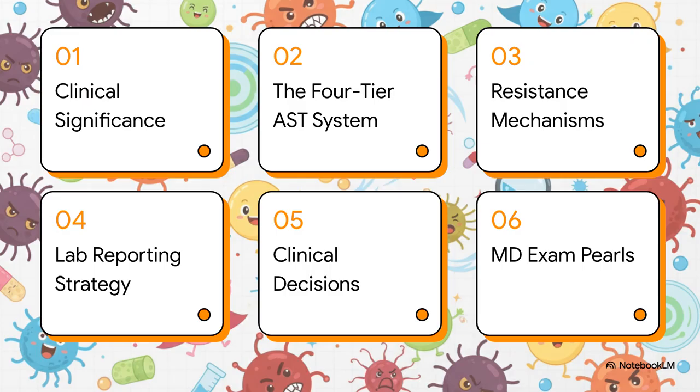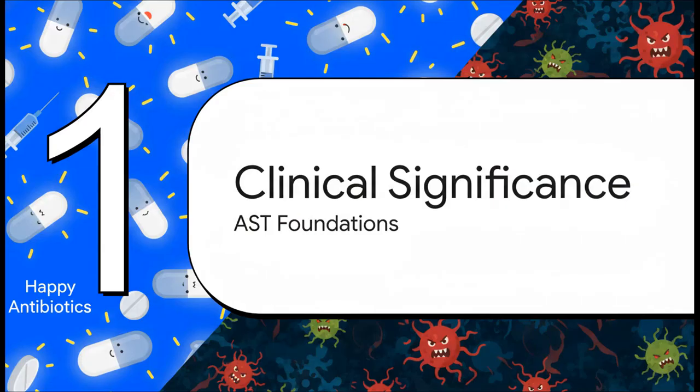We'll start with why Enterobacterales are so clinically important, then get into the nuts and bolts of the 4-tier AST system and resistance mechanisms. From there, we'll cover smart lab reporting and clinical decision-making, and we'll wrap it all up with some must-know pearls for your MD Microbiology exams. Okay, Section 1. Let's talk about the clinical significance of Enterobacterales. This is really the foundational knowledge you need before we can even begin to talk about susceptibility testing.